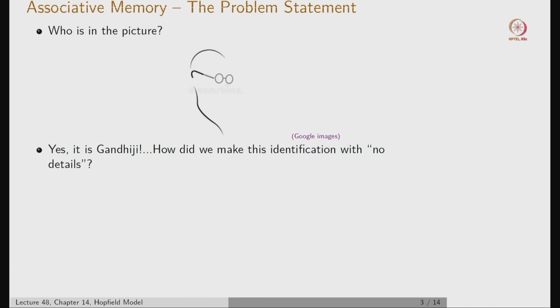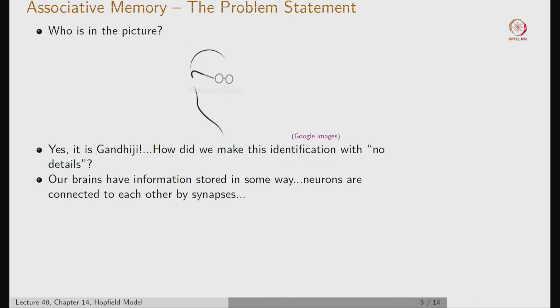So how did we make this identification with no details? Right from childhood we have seen many pictures of Mahatma Gandhiji, and our brain has stored that information in some way. When you are watching this lecture and you see this picture on the screen, it stimulates your brain, and the brain then reconstructs, if you wish, this idea of Mahatma Gandhi's picture.